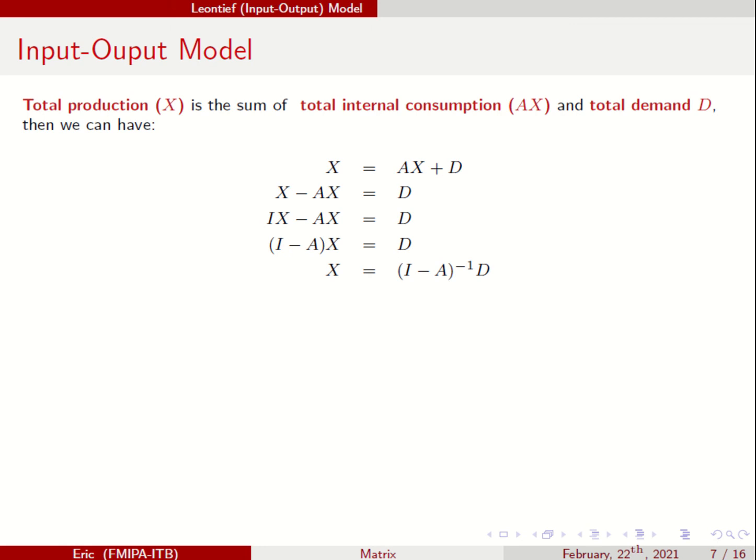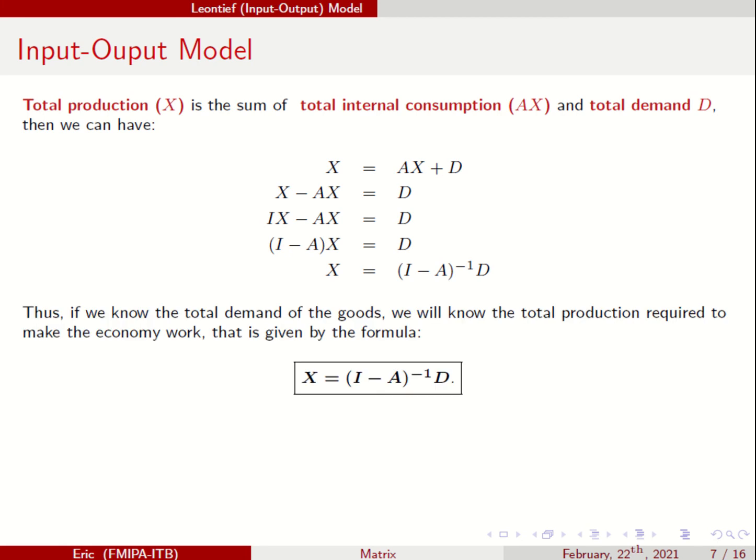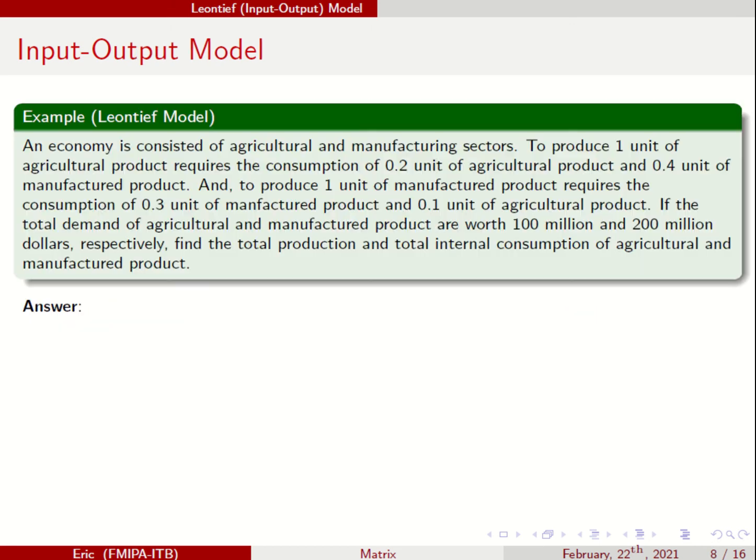But if you want to find the total production X, we can just multiply with the inverse of I minus A. So you have X equals I minus A inverse times D. So if we know the total demand of the goods, D, and we want to know the total production required to make the economy work, the total production is given by I minus A inverse times D. Or you can just memorize this: I minus A times X equals D. Okay. So this is the example.